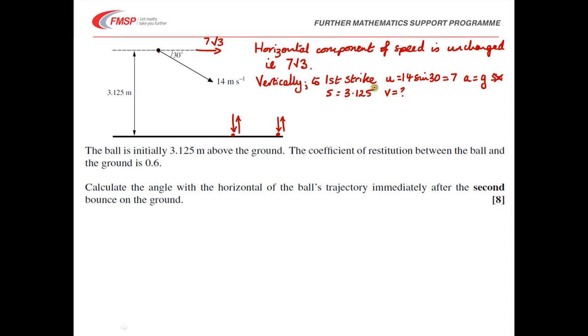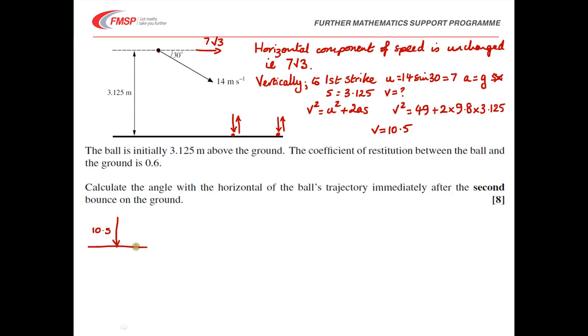So this is just a straight SUVAT equation. The one that combines u, a, s and v is going to be v squared equals u squared plus 2as. Substituting in, v squared is 49 plus 2 times 9.8 times 3.125, and if we work that through we end up with our final velocity there as being 10.5. So the vertical component of the velocity as the ball hits the ground for the first time, just sketching that down here, so as it comes down and hits the ground for the first time, the vertical component of the velocity there is 10.5 meters per second.